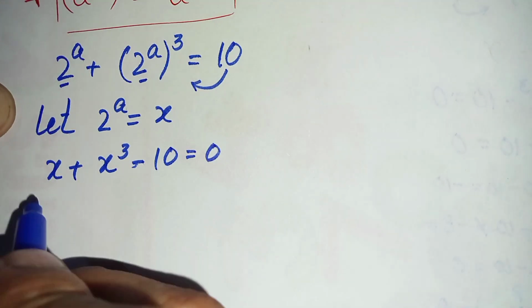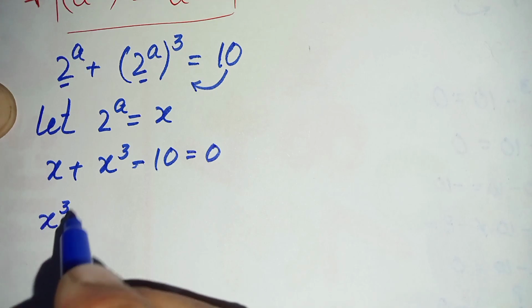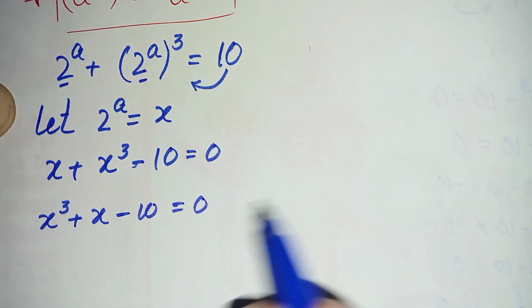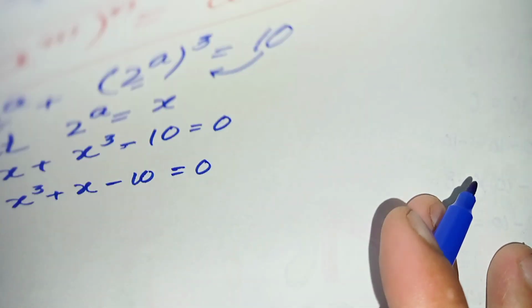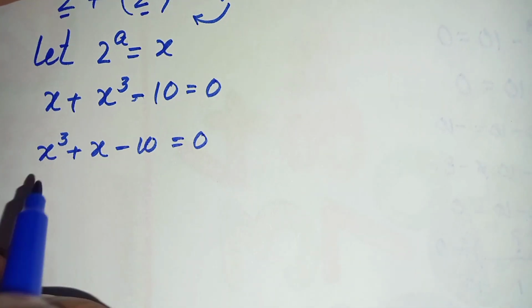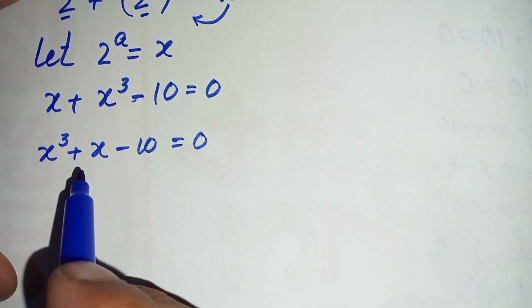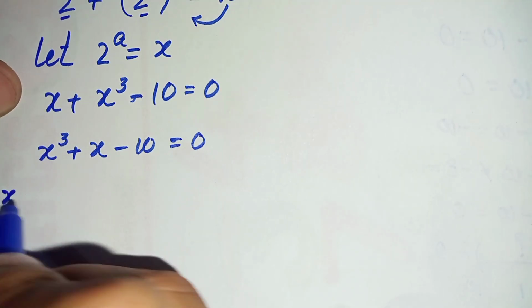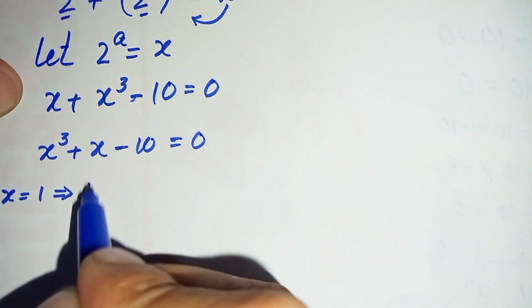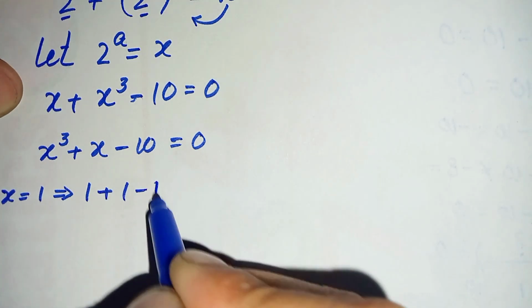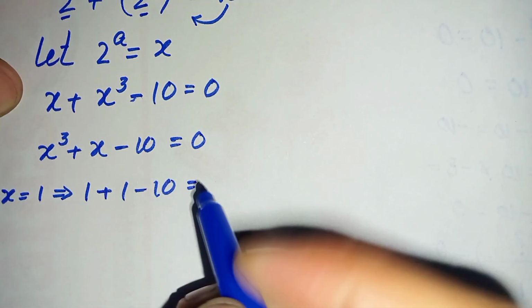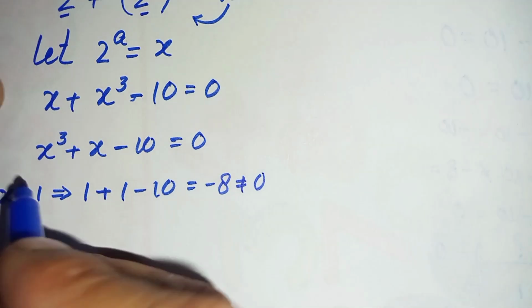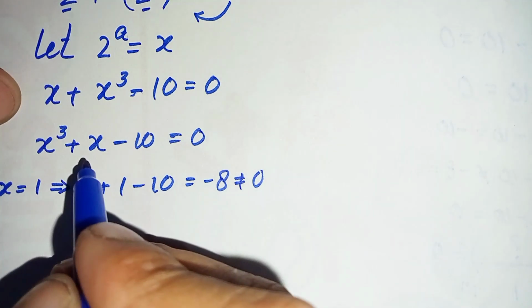Now let us rearrange these terms. So this will become x cube plus x minus 10 is equal to 0. Now this is a cubic equation. So here we will try to find one of its linear factors using a testing method. In the testing method, first we substitute x is equal to 1. Now 1 cube is 1, plus 1 minus 10, which is 1 plus 1 is 2, 2 minus 10 is minus 8, which is not equal to 0. So it means that 1 is not the root of this cubic equation.